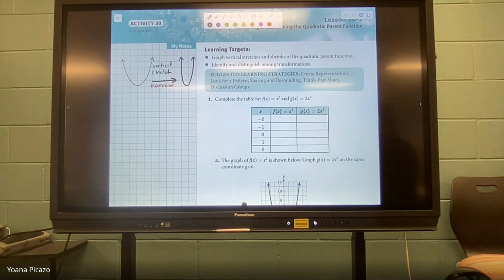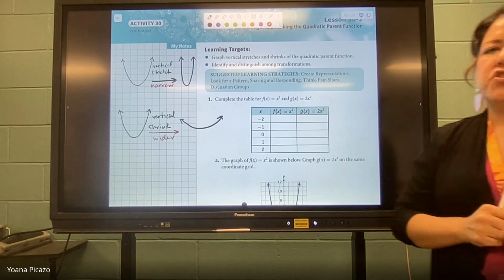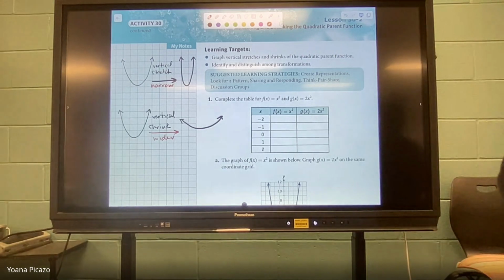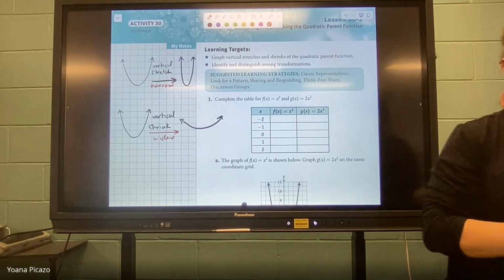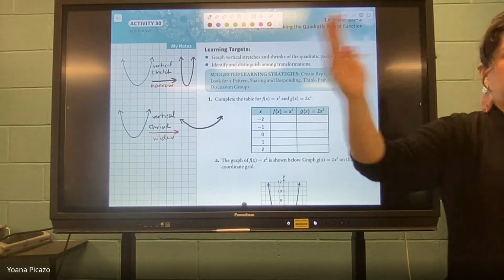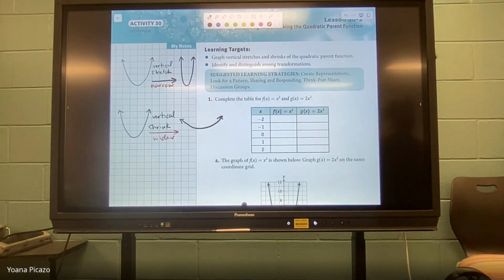Okay, so here's the original parent function as well. And then a vertical shrink means that it gets wider. Okay. So again, when we're talking about the stretch, remember stretching your arms upwards, it squeezes it in. The shrink, we're pressing it down so it's going to get wider out like that. Okay.